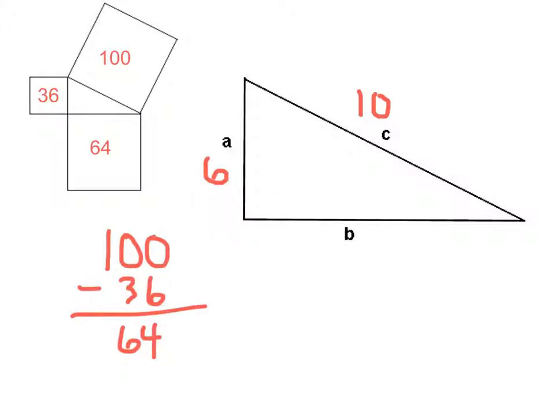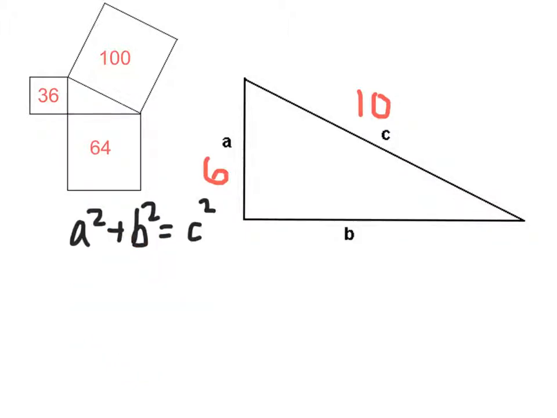But again, it's not the areas of the squares that I'm after. I want to know the side length of the square. The square root of 64 would be 8. I now know that leg B has a length of 8.